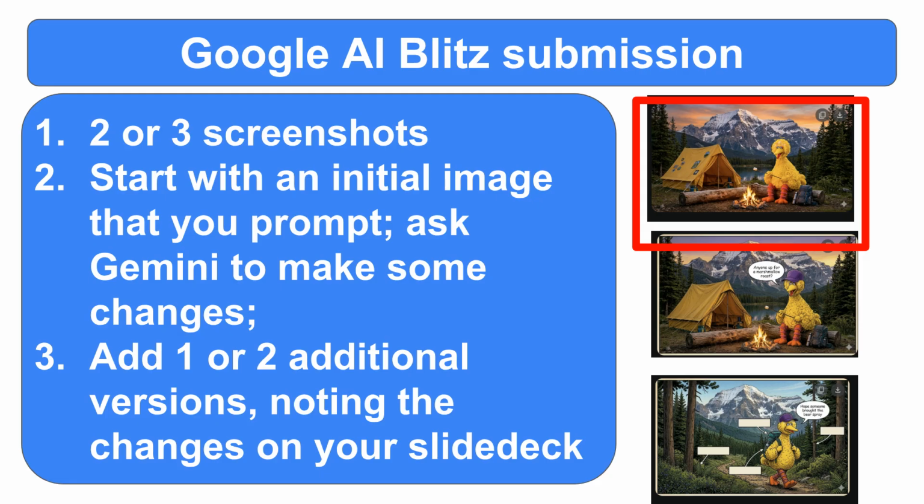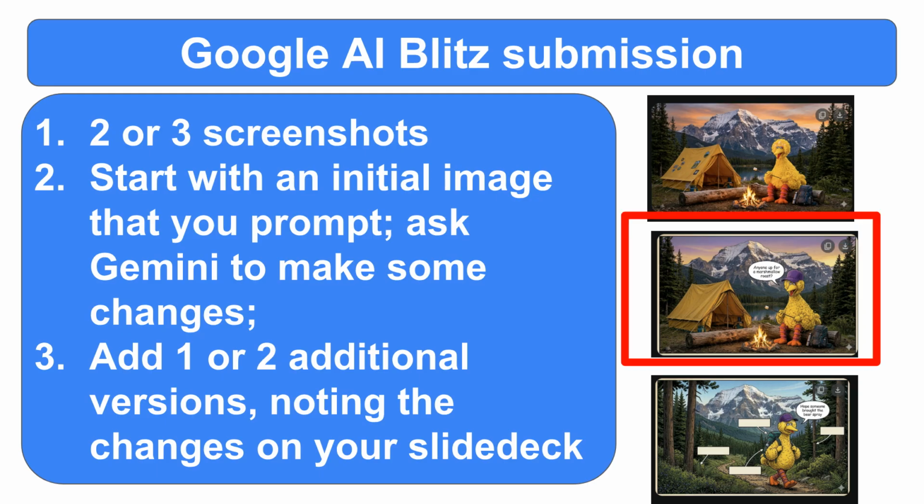Google AI Blitz submission this month. The first thing that we're going to do is ask for 2 or 3 screenshots in your slide deck. Let's start with your initial image that you prompted. In this case, it's Big Bird in his tent. You can see it still has the badges on the tent. So that was the first one. And then I have a second image here where it has the badges off of the tent.